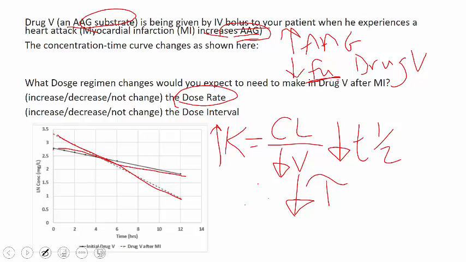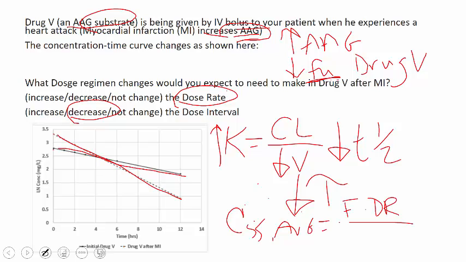Oops, I skipped the dose rate, but we know we want to decrease tau, so we're going to decrease our dose interval. How about dose rate? What determines dose rate? Well, we need to look at our CSS average, don't we? Bioavailable dose rate over clearance. Are any of those determined by volume? No. And does it look like the actual area under here is different? No, they should be the same. So dose rate should not change.